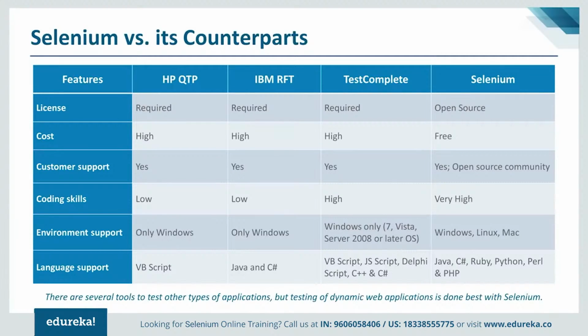Now, the final feature we're looking at is language support, wherein QTP supports only VBScript, RFT supports Java and C#, Test Complete supports VBScript, JScript, Delphi script, C++, and C#, whereas Selenium gives you a dynamic range of support for almost all popular programming languages like Java, C#, Ruby, Python, Perl, and PHP. Now, all that being said, I take it that you folks now have a better understanding as to why Selenium is a technology that has been trending among its peers.